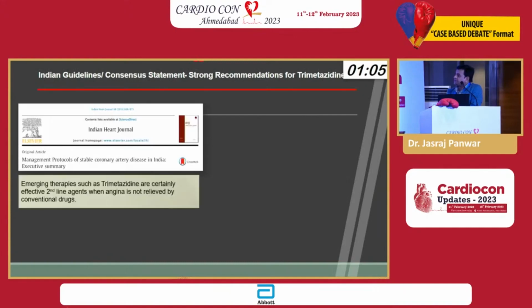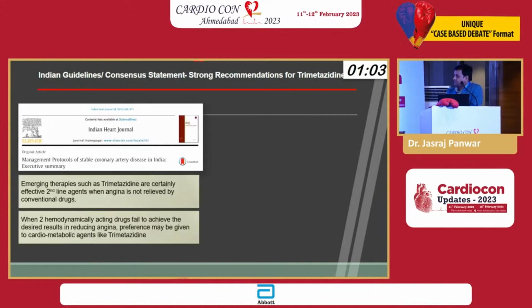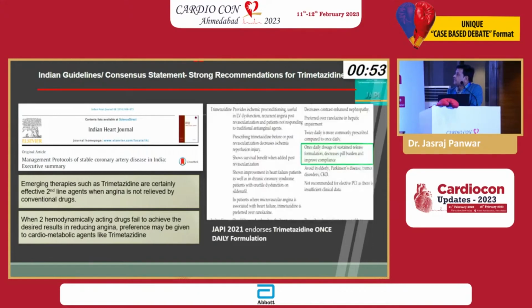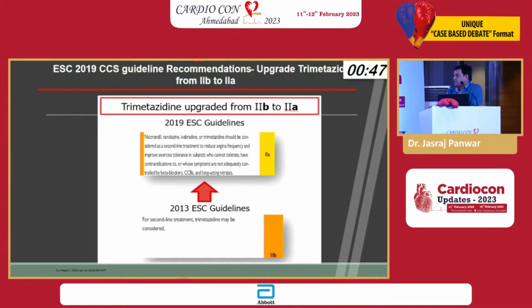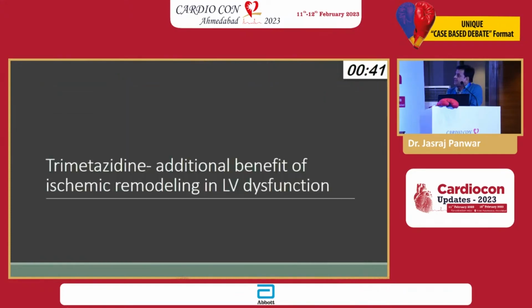So what are the recommendations in the Indian Heart Journal? When angina is not controlled by first-line drugs, emerging therapies such as trimetazidine are certainly effective second-line agents, and they are not affected by the conventional drugs. Once-daily dosing of the sustained release formulation reduces the pill burden and improves compliance. European guidelines also upgraded trimetazidine from class 2B to class 2A, and there is an additional benefit in ischemic cardiomyopathy.